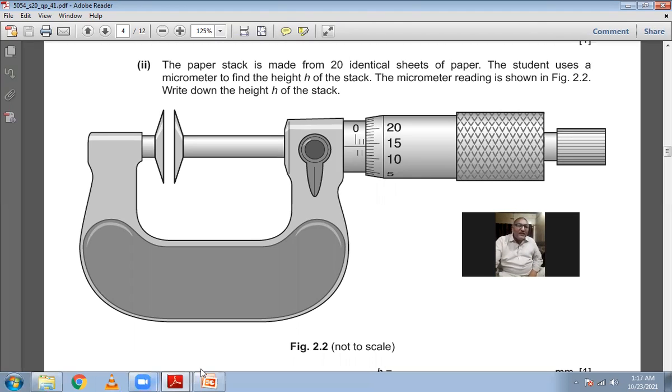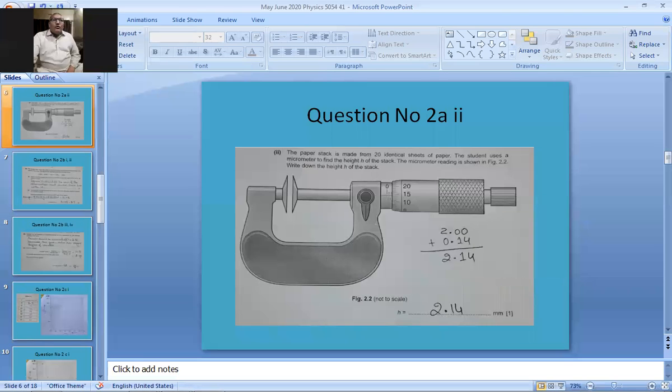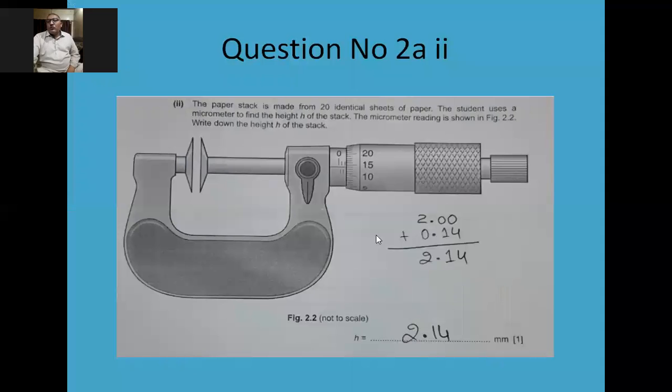2.14 millimeter. Let me show you from here. So you see on the horizontal scale, you have the 2.00 reading, and the 14th line on the circular scale is coinciding with this main horizontal line. So it will be 0.14. So you add them, it will be 2.14. So the reading is 2.14 millimeter.